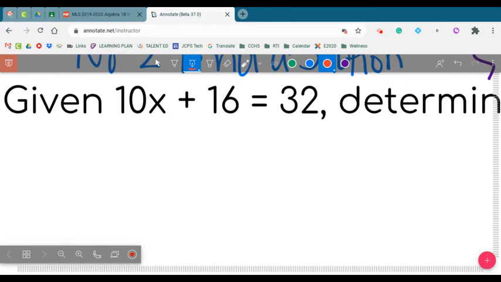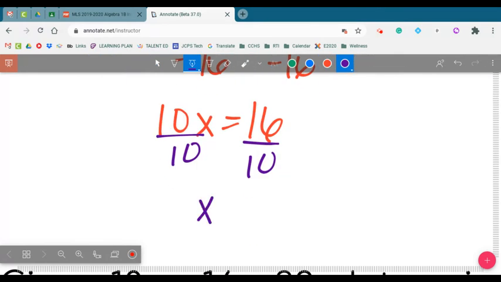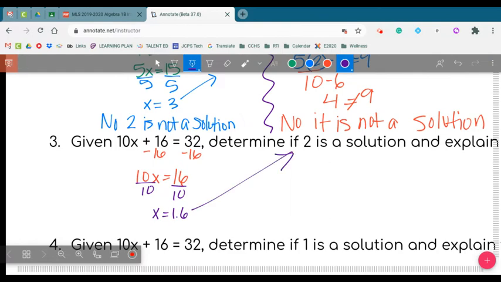Okay, so on this one, I'm going to subtract 16. I'm going to get 10x equals 16. And then divide by 10. You're going to get x equals 1.6. Is that what I wanted to get? No, I needed to get 2. So is it a solution? No, it is not a solution.